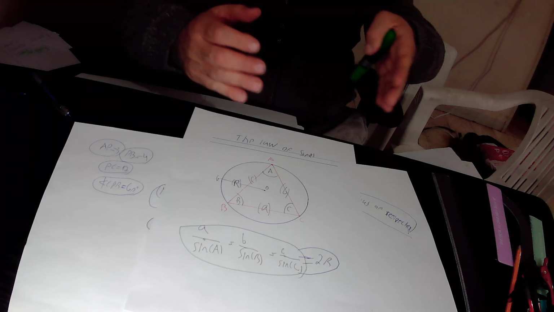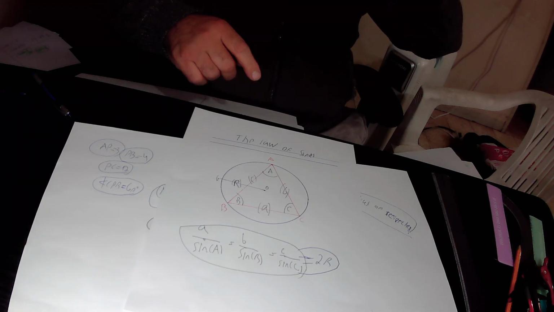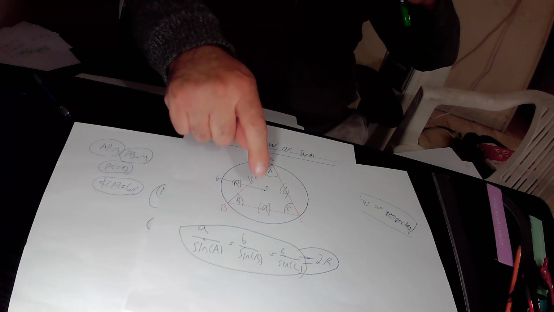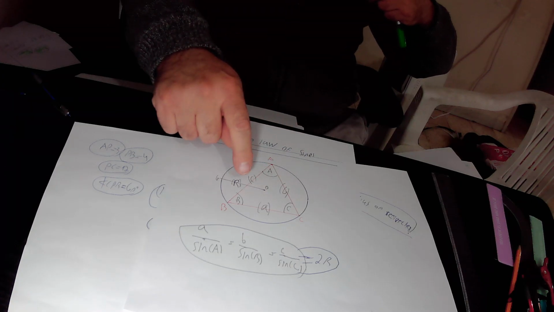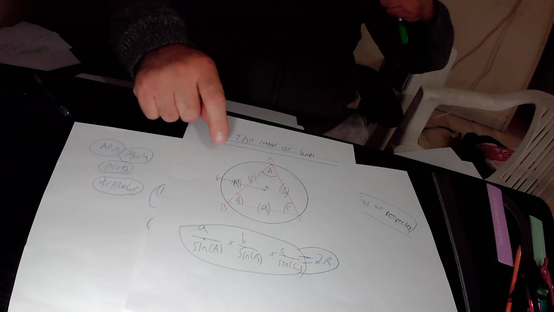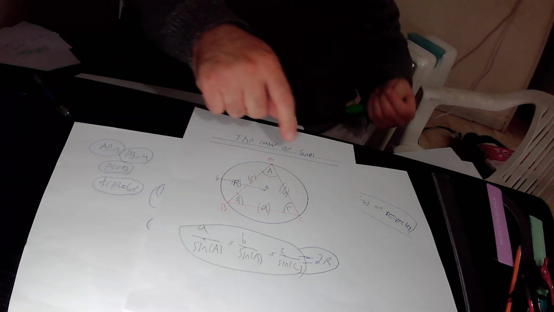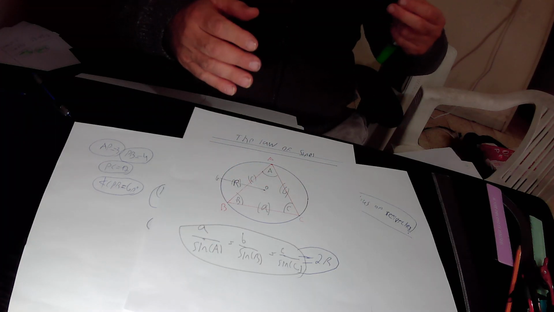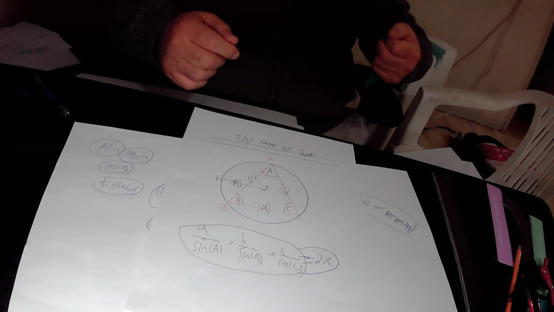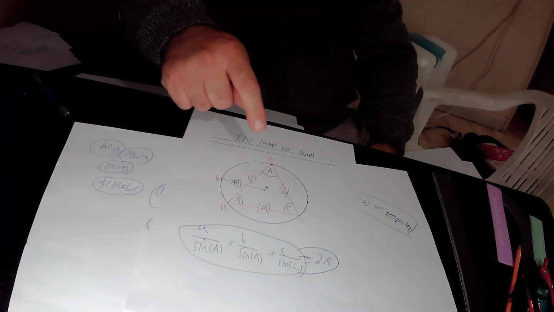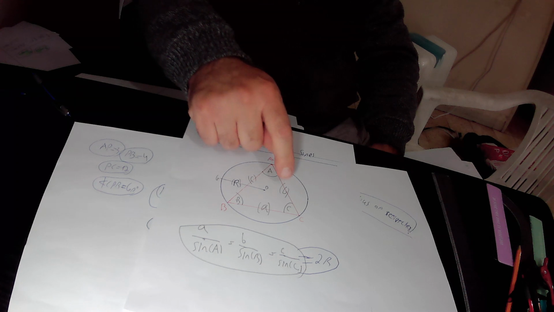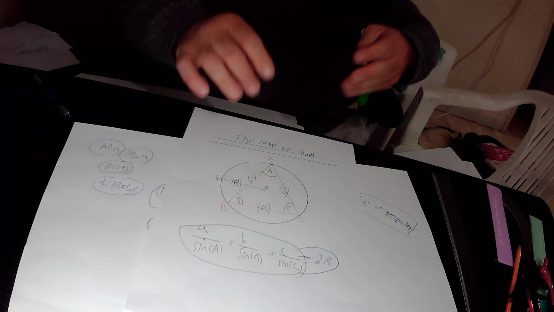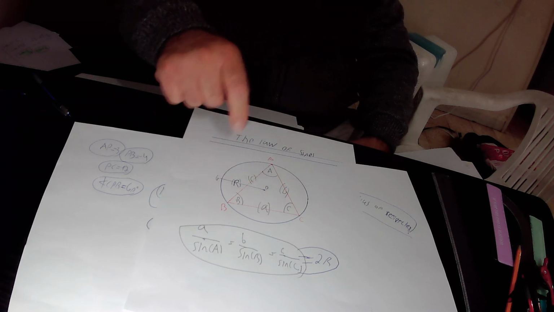So, in this triangle ABC that could be any triangle, the following equation is true: a over sine A equals b over sine B equals c over sine C equals 2R, and R is the radius of this circle that belongs to triangle ABC. Again, R is the radius of this circle that belongs to triangle ABC.